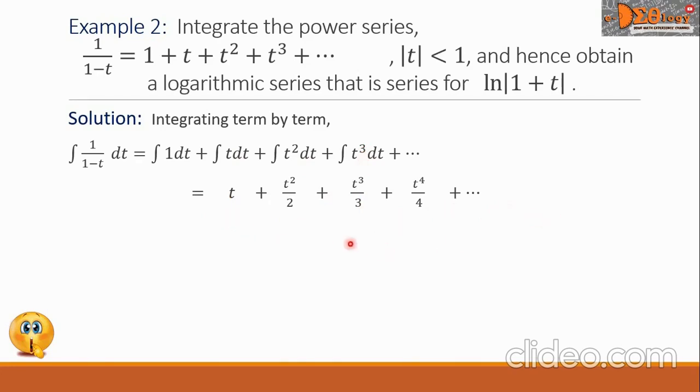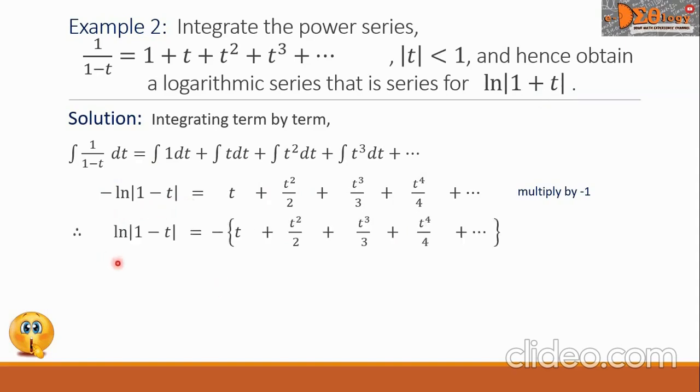This new series here is actually equal to the negative of the natural log of the absolute value of the quantity 1 minus t. After taking the integral of each of the terms, we're going to find a logarithmic series for ln of the absolute value of 1 plus t. Using this expression here, first we're going to multiply this equation by negative 1 so that the left side becomes positive.